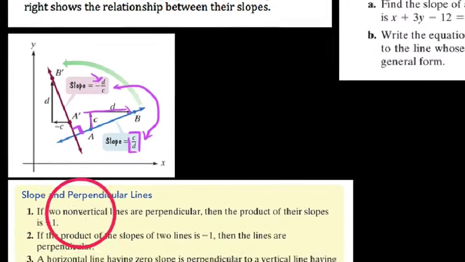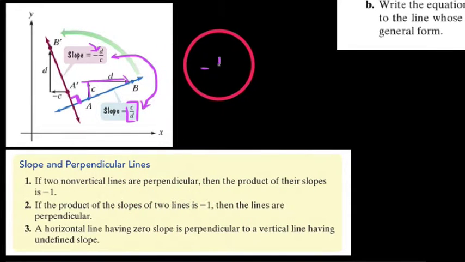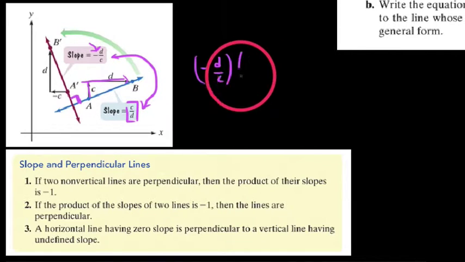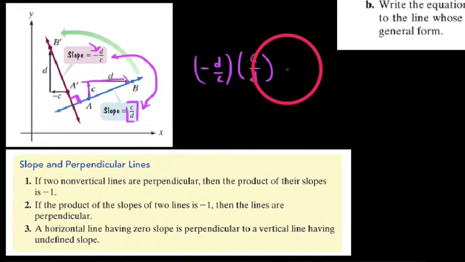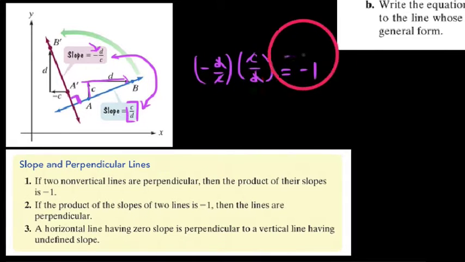So let's talk about the formal definition of perpendicular, and then we'll talk about what we could just say in English to mean the same thing. If two non-vertical lines are perpendicular, then the product of their slopes is -1. That is to say, if I take negative D over C on the left times C over D, you can see we get a negative value, and of course these all cancel out. They're reciprocals, so we get -1.